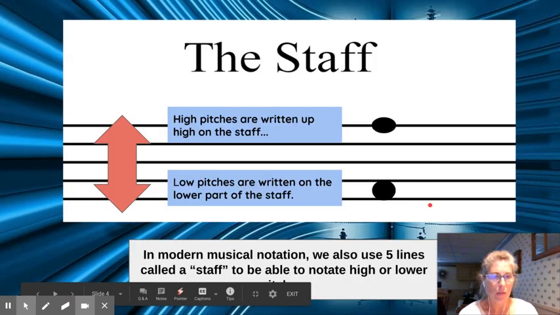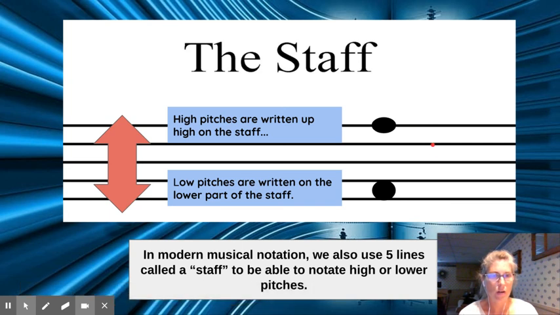Well, nowadays in modern musical notation, we have a staff that has 5 lines. Notes like this one, up high on the top of the staff, or written here or here, will all be a higher pitched sound. Notes that are lower on the staff are a lower sound. As we go up the staff, pitch goes higher. And as we go down the staff, pitch goes lower.